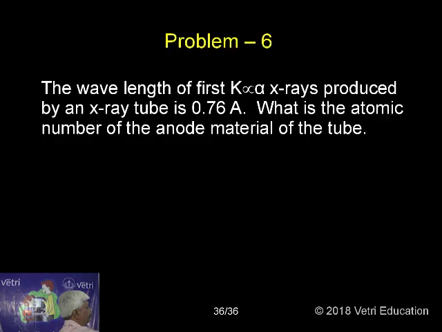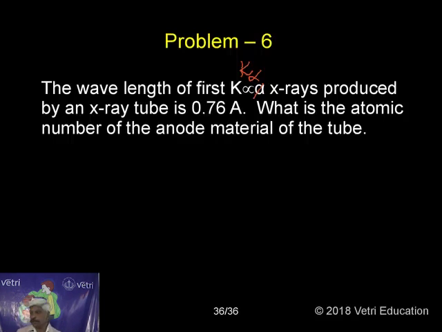Here is another problem, the last problem. Like that we have to do so many problems. The wavelength of the K alpha X-rays produced by an X-ray tube is 0.76 angstrom. What is the atomic number of the anode material of the tube?